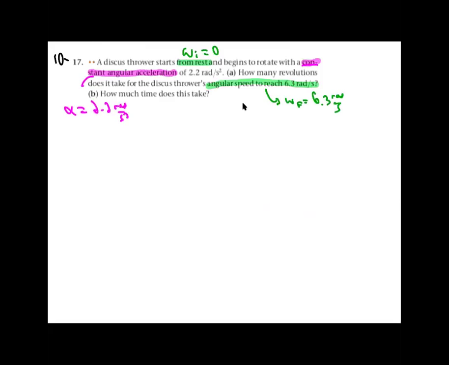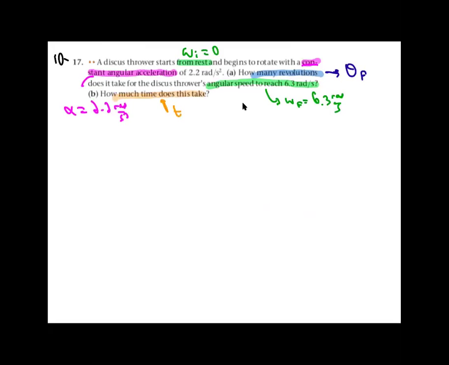And then what are we being asked for? So we're being asked for how many revolutions. Revolutions is answered by an angle. So this is asking for a theta final. And then later on, they're asking us for how much time. And that's going to be t. All right, so that's sort of our setup.